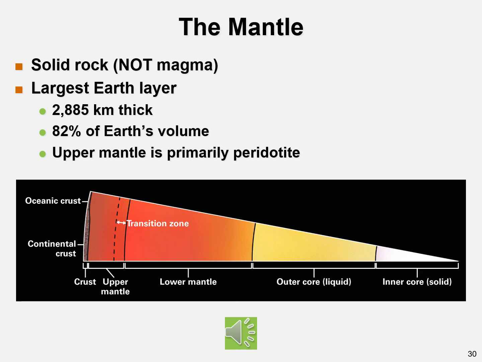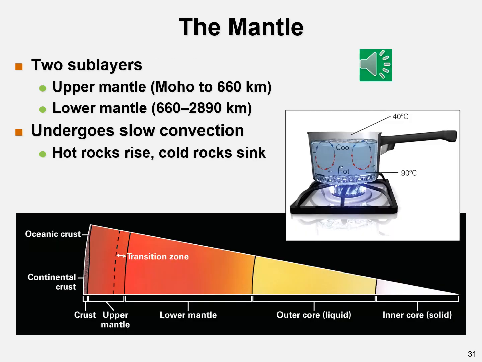The mantle is divided into two sublayers, the upper mantle that extends from the MOHO to 660 kilometers deep, and the lower mantle that extends from 660 kilometers to 2,890 kilometers. At the lower portion of the upper mantle, between 410 and 660 kilometers, is the transition zone. Very decisive, step-like seismic increases in density occur within the transition zone.